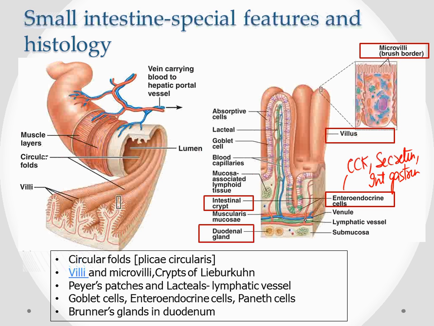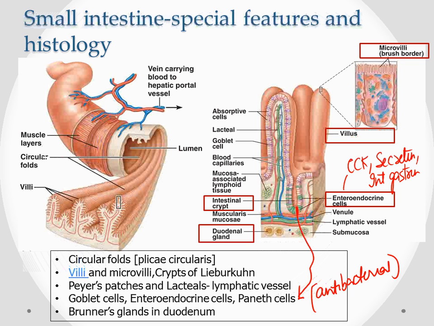In some of these cells inside, which have not been labeled, so I'm just going to put a label here. These cells are known as Paneth cells. So you have some special cells inside called Paneth cells, which are antibacterial or antimicrobial. So they secrete substances which are antibacterial. So again, they protect the intestine.